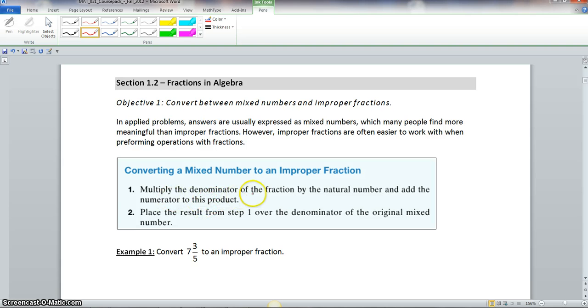We need to multiply the denominator of the fraction by the natural number and add the numerator to this product. Place the result from step 1 over the denominator of the original mixed number. So let's go through this step by step.